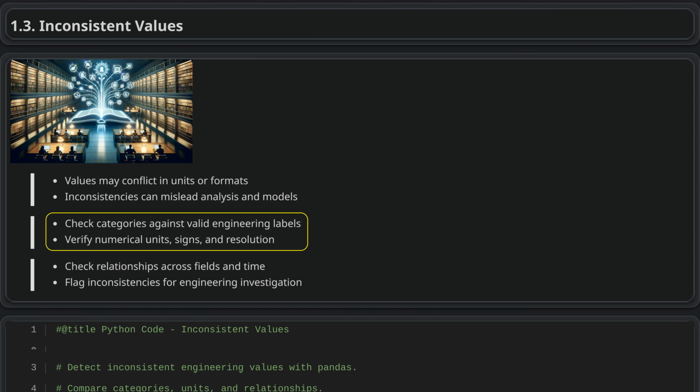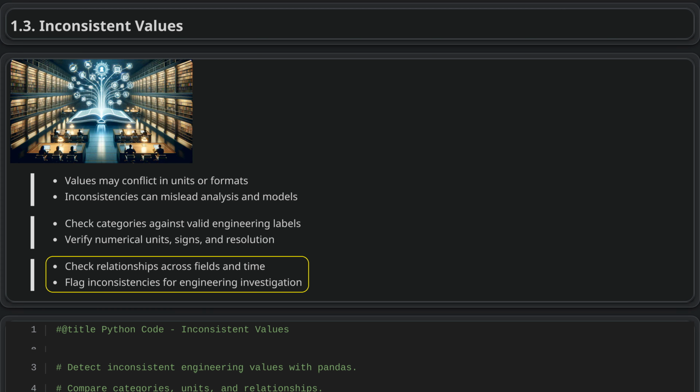To find inconsistent values, compare each data field against the engineering rules it should follow. Check categorical data for spelling, capitalization, abbreviations, and valid categories, and check numerical data for consistent units, decimal placement, and sign conventions. These checks help protect the technical accuracy of the data before analysis or modeling.